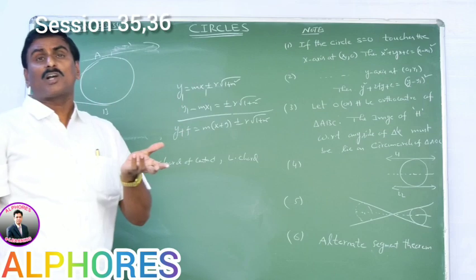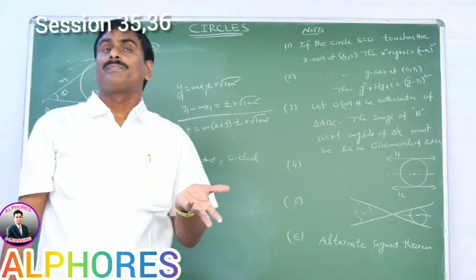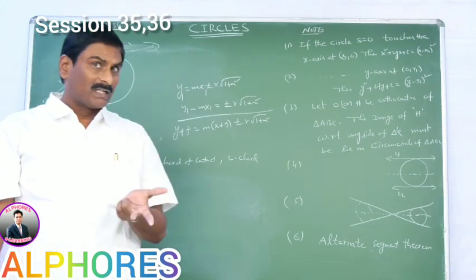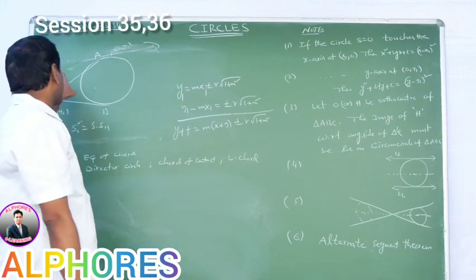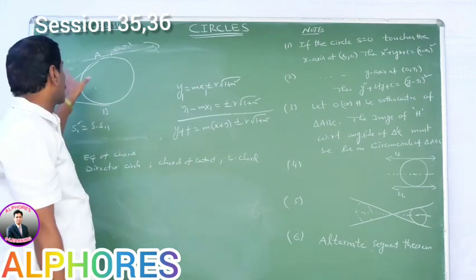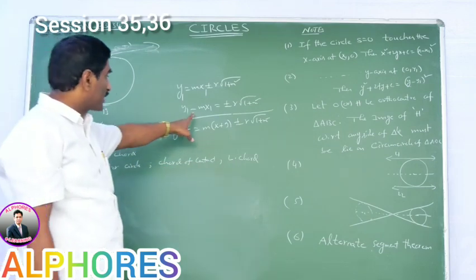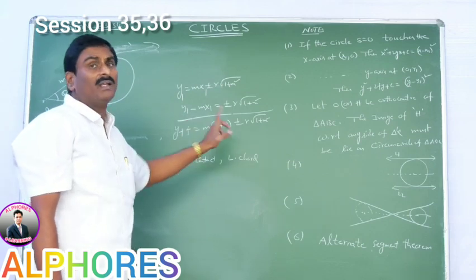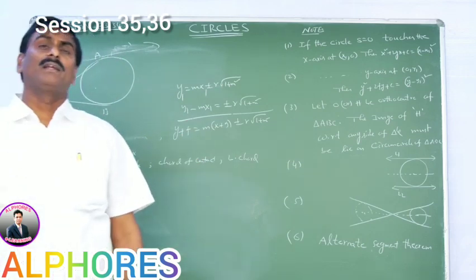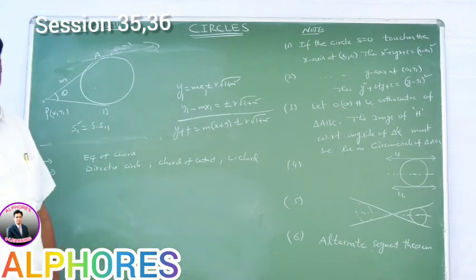In a quadratic equation, how many values do we get for m? 2 values. The 2 values are: one slope is m1, another slope is m2. That means the slopes of PA and PB are found by using this quadratic. If slope and point are given, what is the equation of the line? y minus y1 is equal to m into x minus x1.